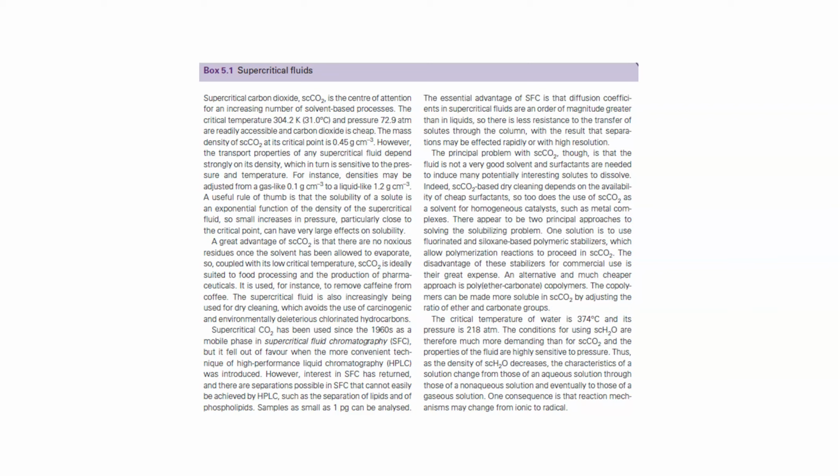Supercritical CO2-based dry cleaning depends on the availability of cheap surfactants, and so does the use of supercritical CO2 as a solvent for homogeneous catalysts such as metal complexes. There appear to be two principal approaches to solving the solubilization problem. One solution is to use fluorinated and siloxane-based polymeric stabilizers, which allow polymerization reactions to proceed in supercritical CO2. The disadvantage of these stabilizers for commercial use is their great expense. An alternative and much cheaper approach is polyether carbonate copolymers. The copolymers can be made more soluble in supercritical CO2 by adjusting the ratio of ether and carbonate groups.